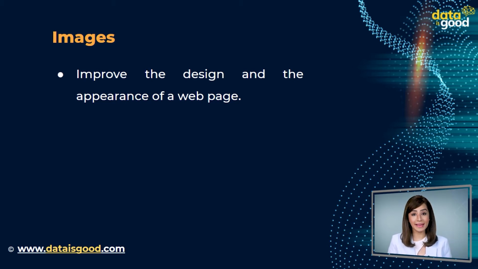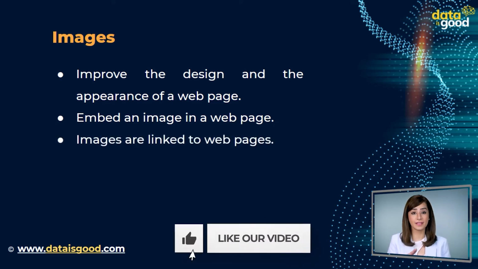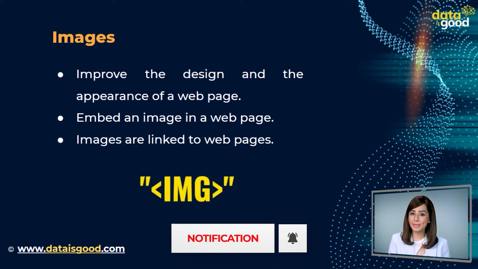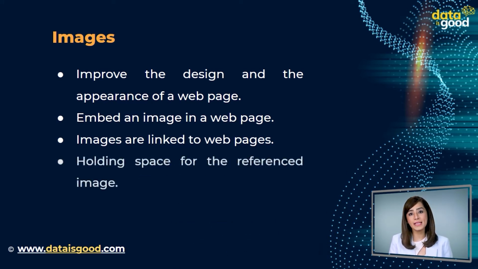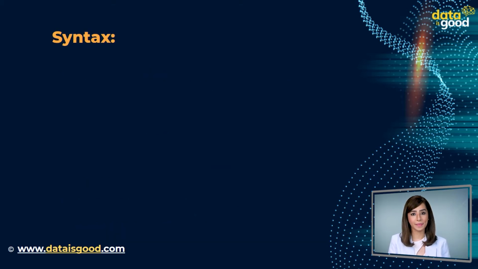The HTML image tag is used to embed an image in a web page. Images are not technically inserted into a web page. Images are linked to web pages. The image tag creates a holding space for the referenced image. The image tag is empty. It contains attributes only and does not have a closing tag.